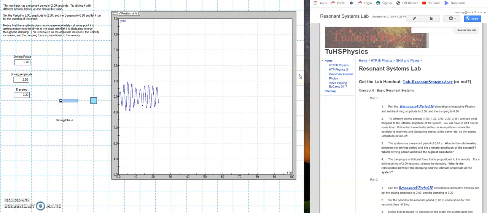Okay, so the rest of the lab says, okay, the system has a resonant period of 2 seconds. And that bold stuff over there, just answer those questions, right? What is the resonant relationship? You know what that is, right? But, there it is, right? Which driving period achieves the highest amplitude? Well, you saw it, right? Okay, the damping frictional force is proportional to velocity for a driving period of 2 seconds.